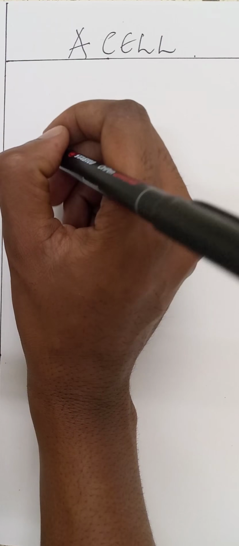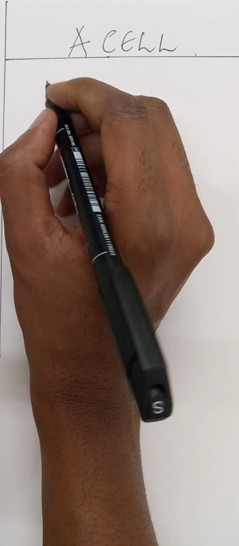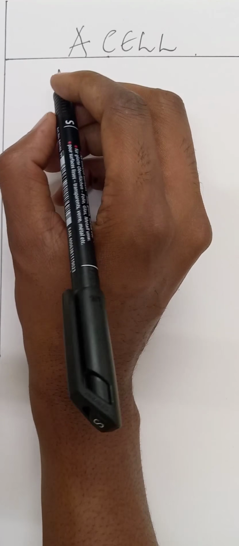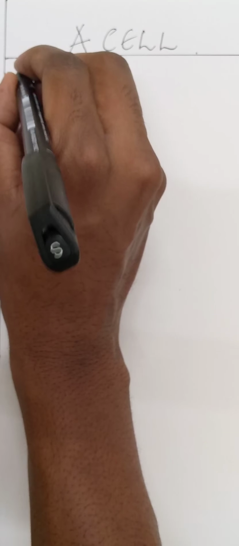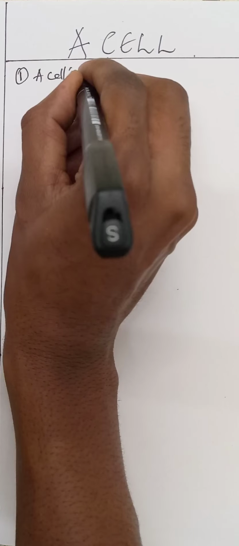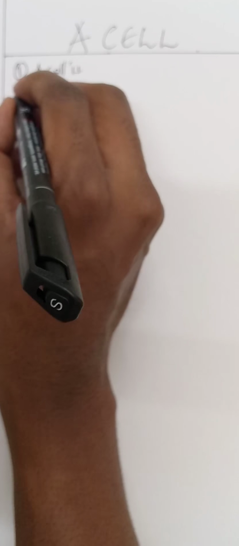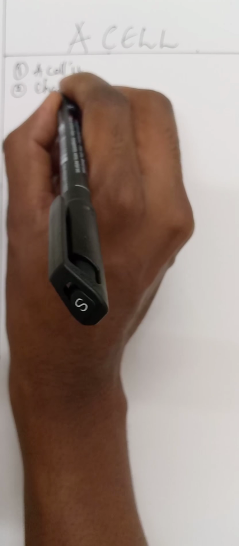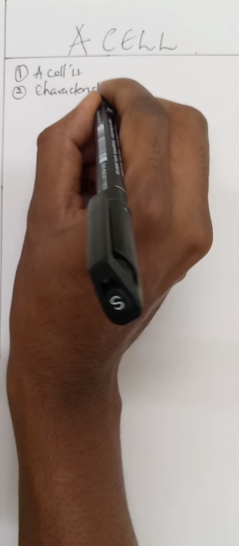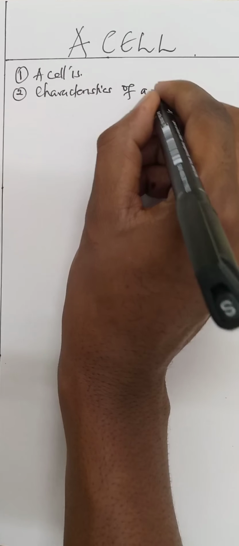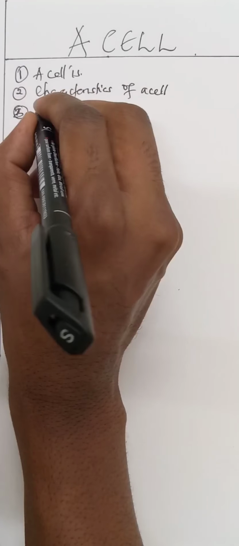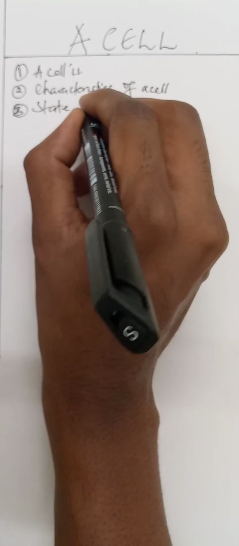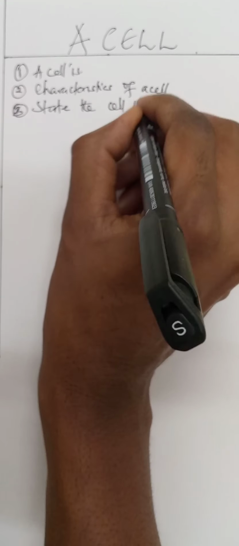So today we are going to discuss a cell, and by the end of this video we should be able to define what a cell is. Number 2, give the characteristics of a cell. Number 3, state the cell theory.